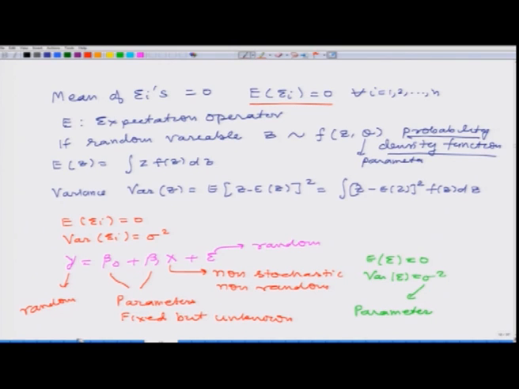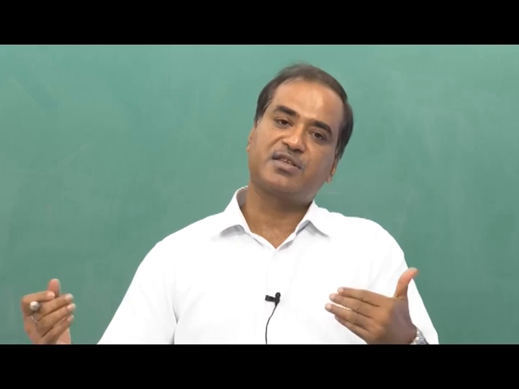We also assume here that when we observe the observations x1, y1, x2, y2, up to xn, yn, then the corresponding random errors epsilon 1, epsilon 2, up to epsilon n are IIDs. IIDs means they are identically distributed as well as independently distributed. So, all epsilon 1, epsilon 2, up to epsilon n are mutually independent of each other, and they are all coming from the same distribution.